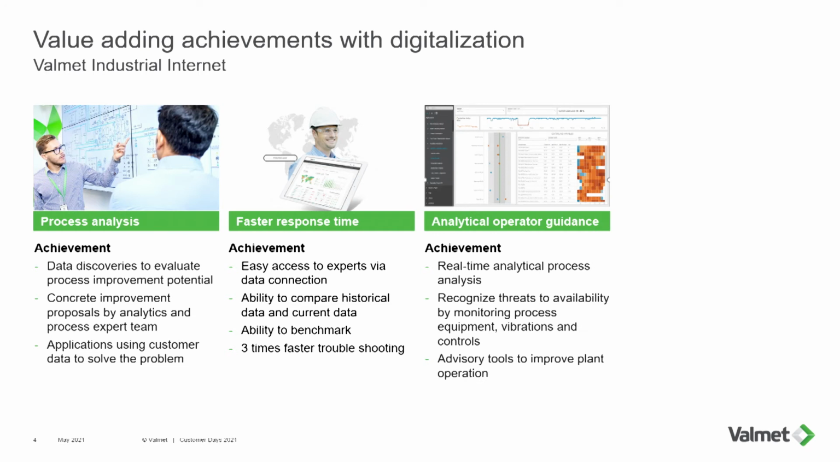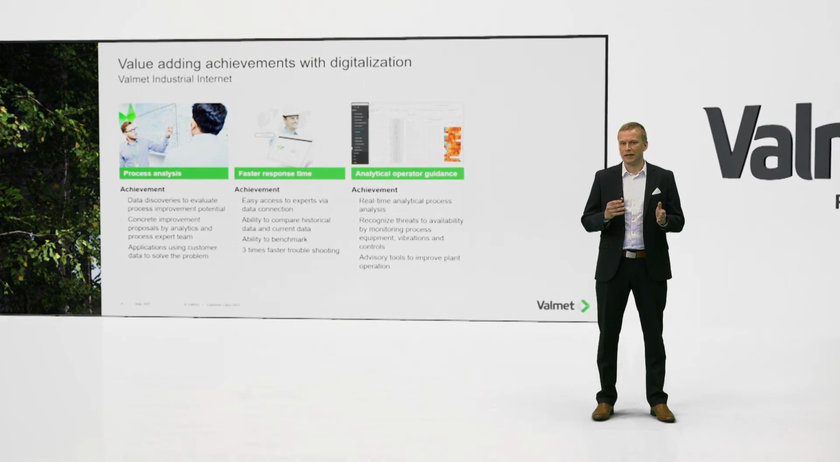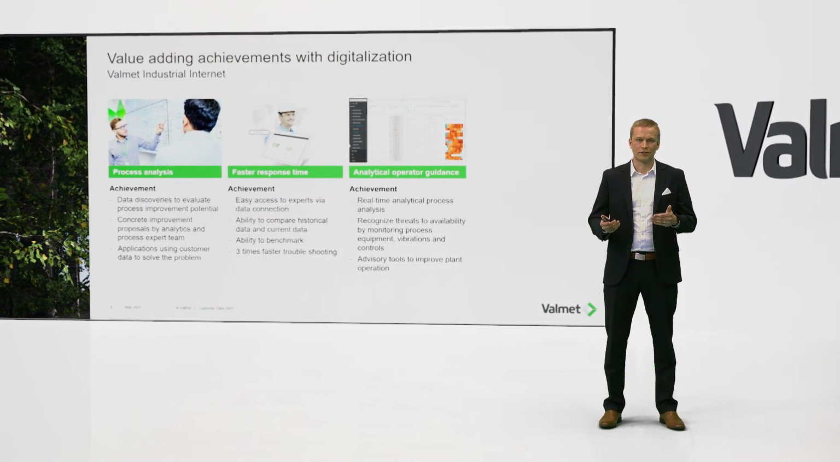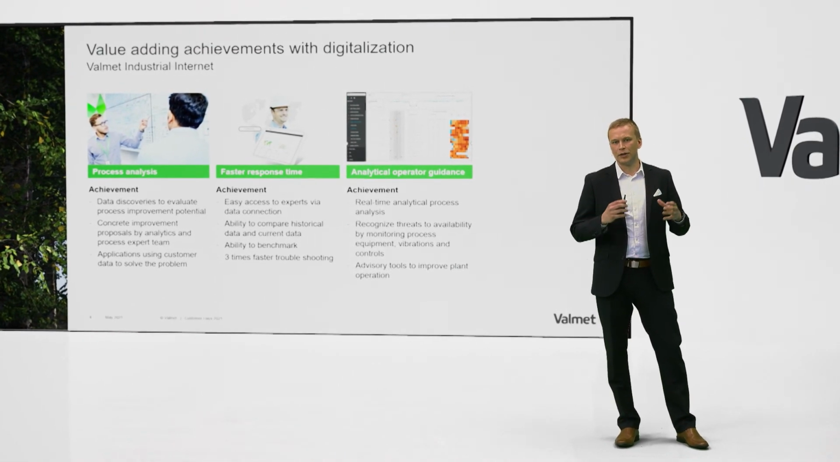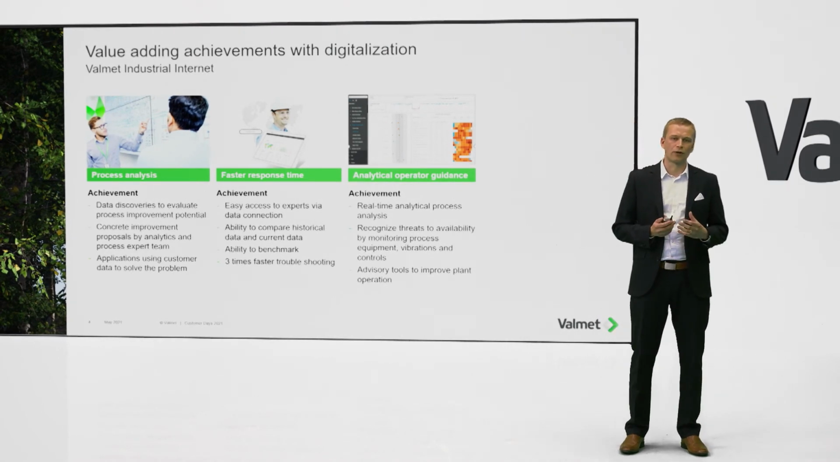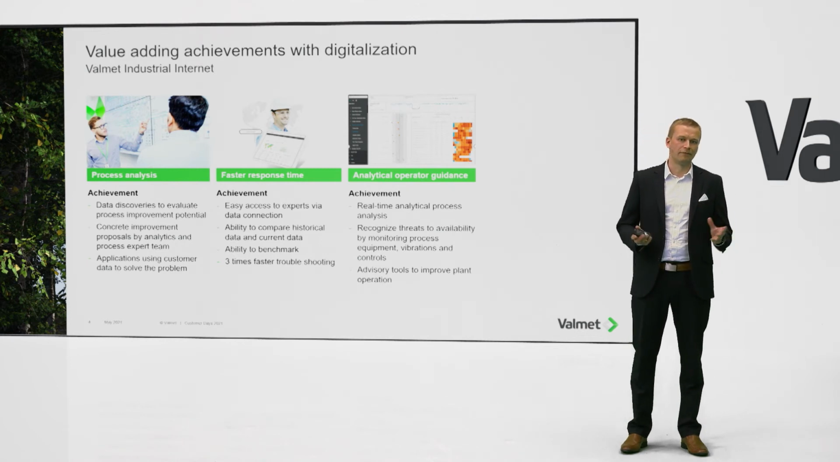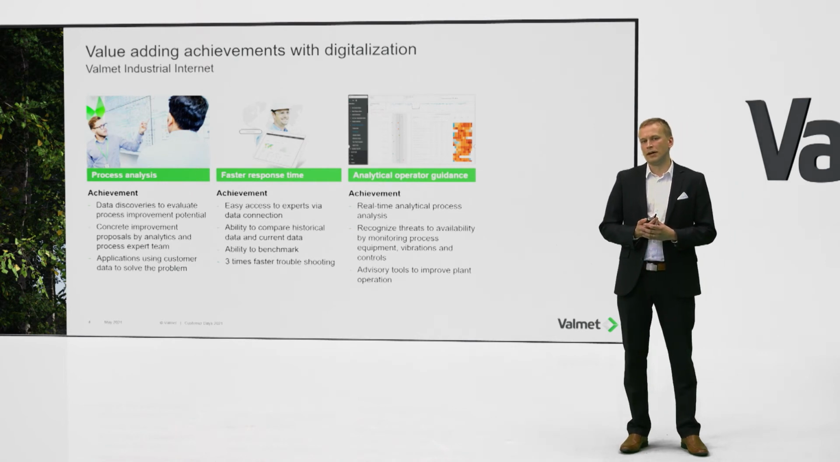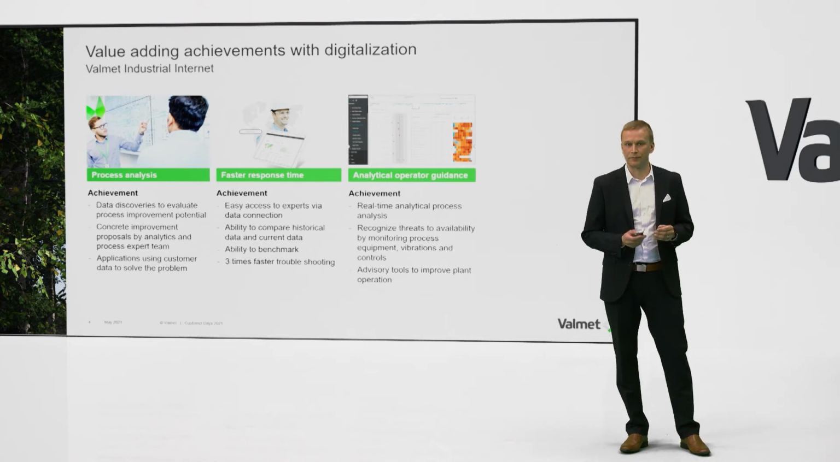Another part is the analytical operator guidance. The idea is that when we are collecting a lot of data, we can actually get information on how it can be improved, how we can improve the current situation and how it has been earlier. What that means in practice is that we can analyze the large processes in real time and see how they can be improved. We can also recognize different kinds of threats to availability by monitoring the process equipment, vibrations and controls. And we can bring advisory tools for the operators, how they can improve their plant.